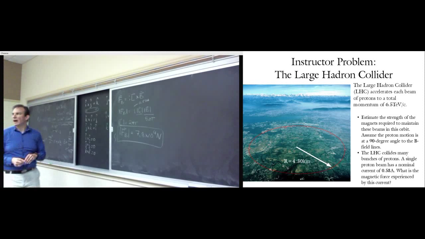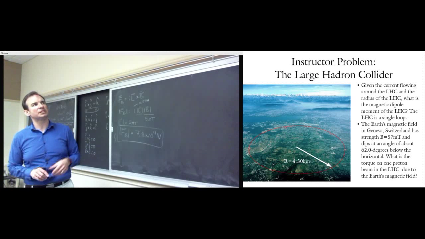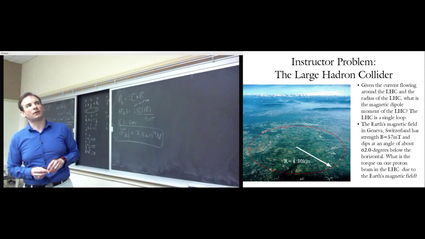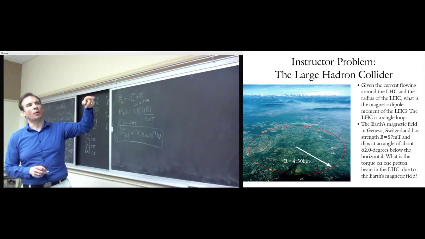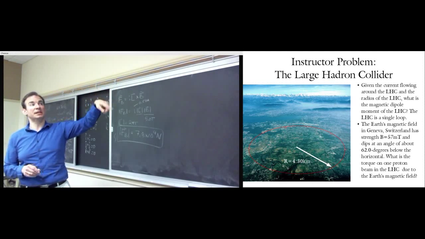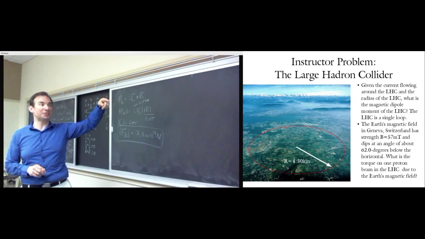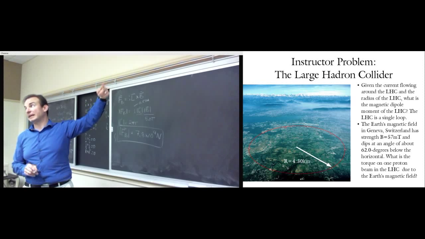All right, I'd like to have you guys do some problems now. So there's some bonus stuff in here that I'll put in the notes. Given the current flowing around the Large Hadron Collider and its radius, what's its magnetic dipole moment? I mean, after all, that current, one of those beams, is a big loop, and the area of that loop is pretty large. So you can actually calculate the magnetic dipole moment by just taking I times A, and it's a big number, okay?